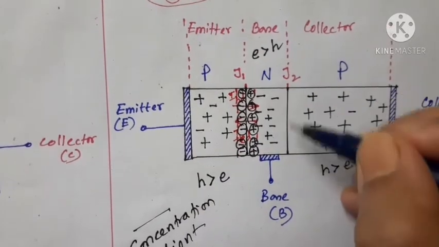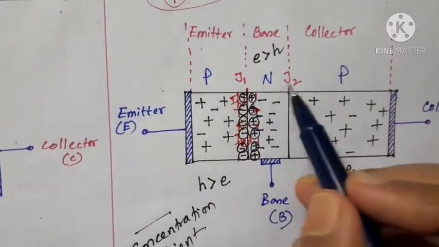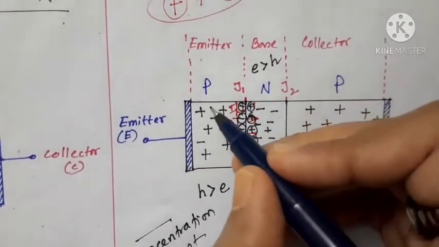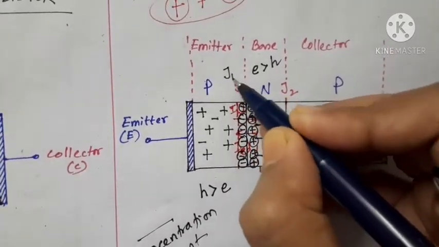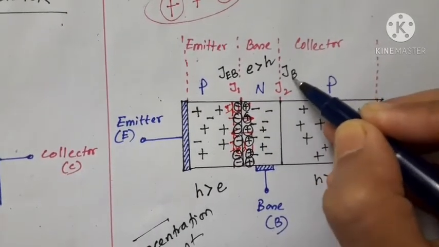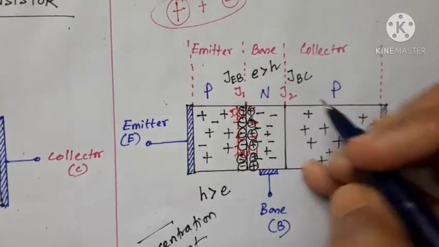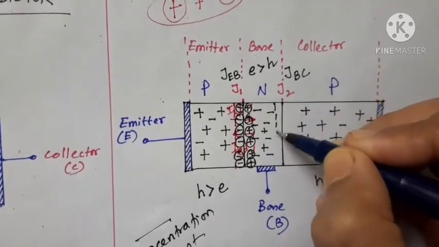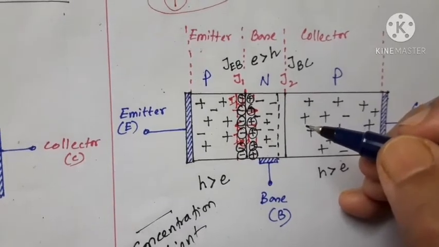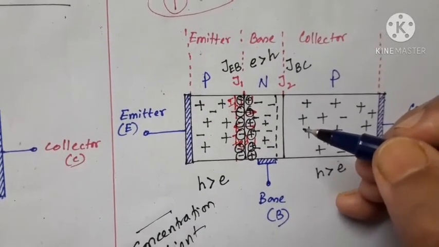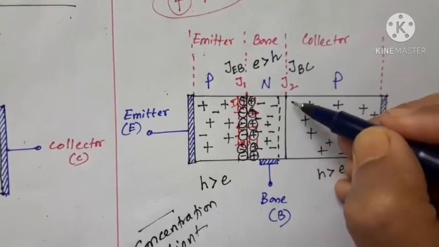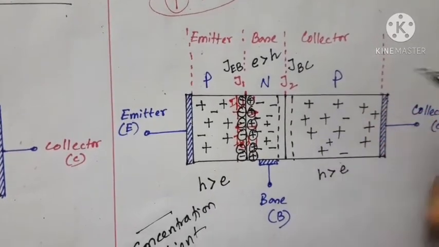Across this junction too, these two junctions J1 and J2 are the PN junctions. This is also called the emitter base junction, JEB, and the J2 junction is also called the JBC, that is the base collector junction. So here also, as you have seen in the case of a PN junction diode, across the PN junction there is a depletion region. The same thing will happen here.